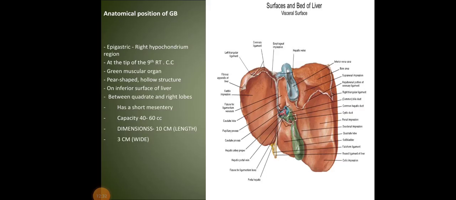Anatomical position of the gallbladder, it is in the epigastric right hypochondriac region and the tip of the 9th right costal cartilage. It is a green muscular organ, pear-shaped, hollow structure on inferior surface of liver. It is between the quadrate and the right lobes. It has a short mesentery and the capacity is 40 to 60 cubic meters and the dimension, it includes 10 centimeters long and 3 centimeter wide.